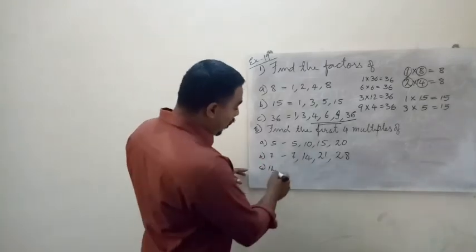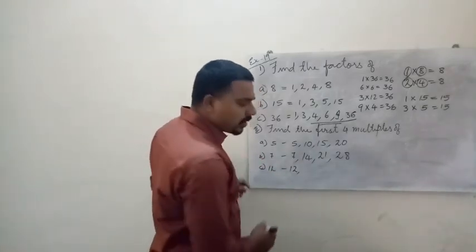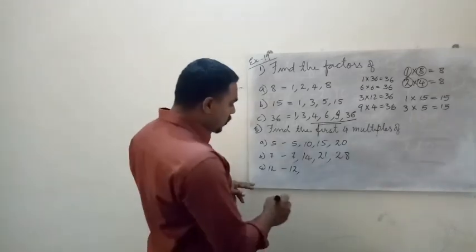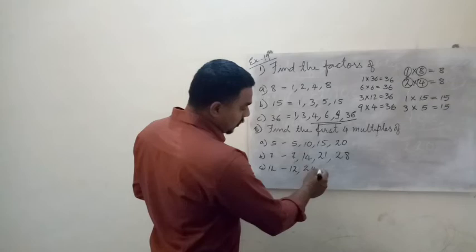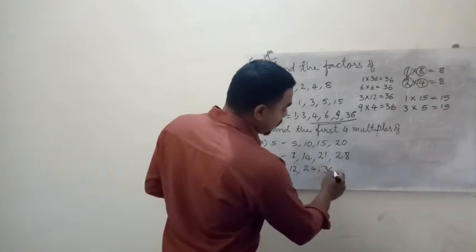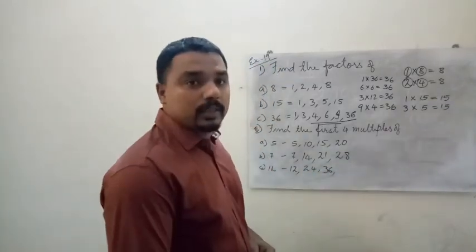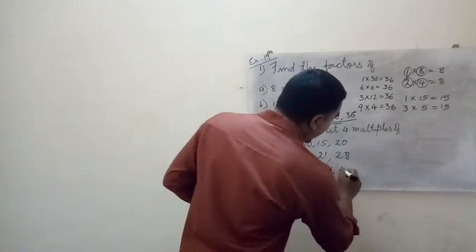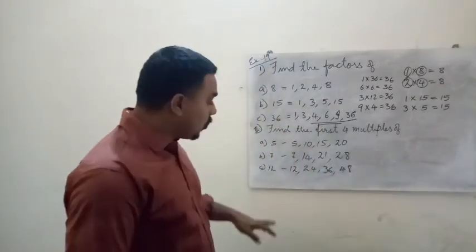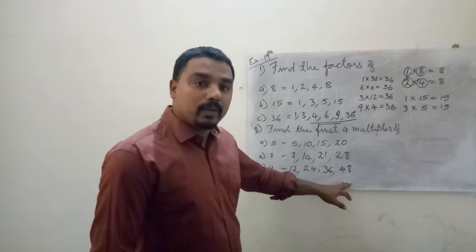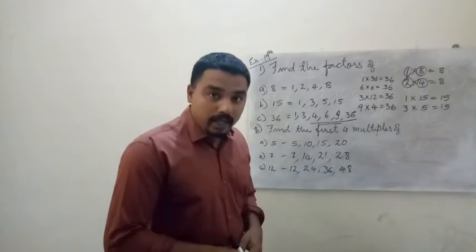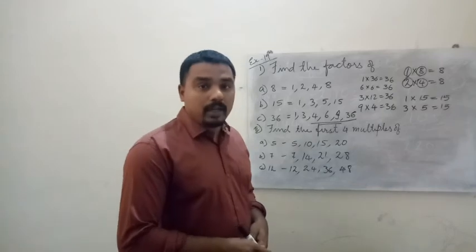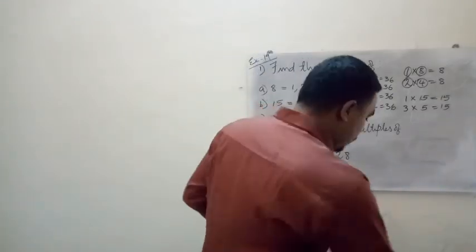And here it is 12. The first one is 12. The next one is 24. The next one is 36. Next one is 48. So these are the first 4 multiples of 12: 12, 24, 36 and 48. Okay, moving to the next point.